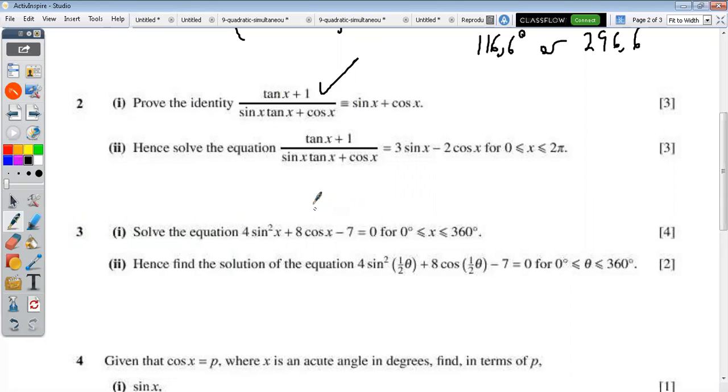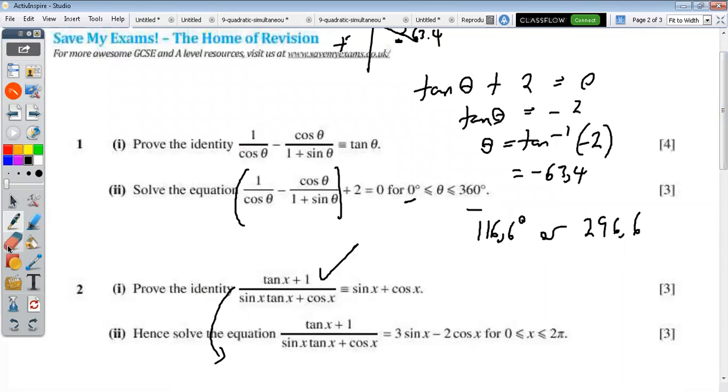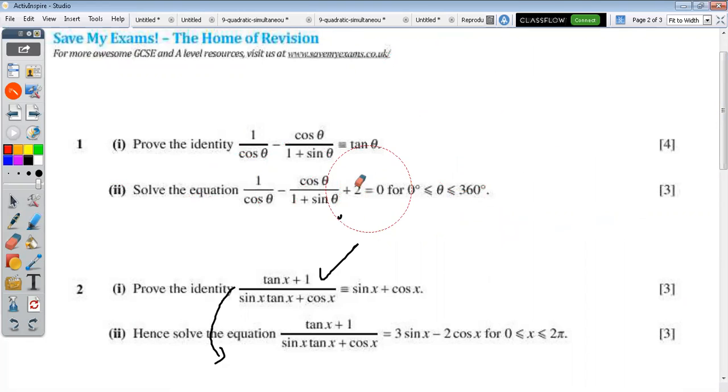So what's the first thing that we do there? What would be the first thing? Tawana, what do you think? What do you do first? You want to prove that identity. What do we do?